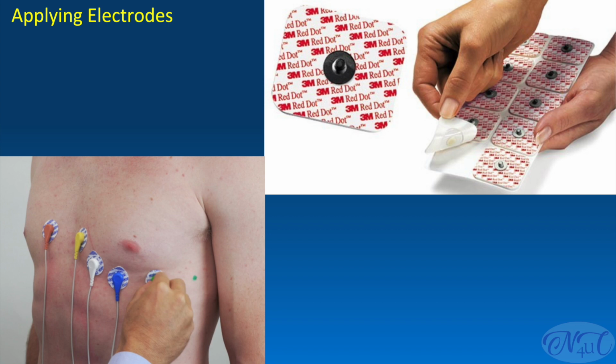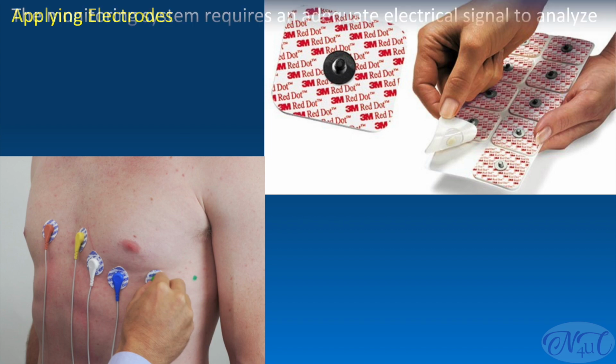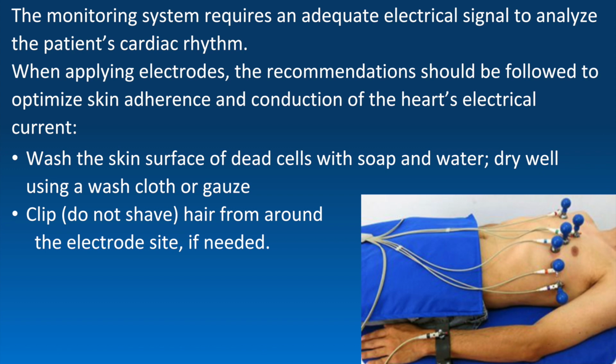If the amount of chest hair prevents the electrode from having good contact with the skin, the hair may need to be clipped. Poor electrode adhesion will cause distorted, irrelevant, and extraneous ECG waveforms, which may distort capturing an accurate ECG waveform. The monitoring system requires an adequate electrical signal to analyze the patient's cardiac rhythm.